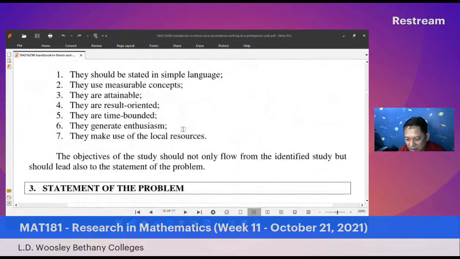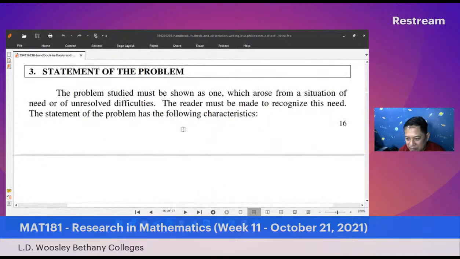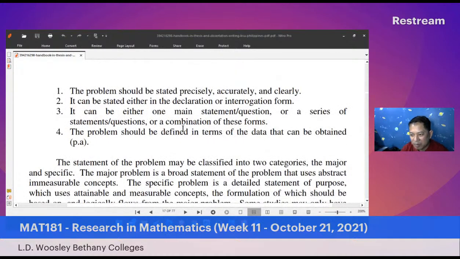So we have a statement of the problem, which must be shown as one that arose from the situation, need, or unresolved difficulties. Now, the reader must recognize this need. The statement of the problem has the following characteristic. The problem should be stated precisely, accurately, and clearly. I already have given a sample thesis on this. Perhaps I will upload this also to our classroom sooner or later.